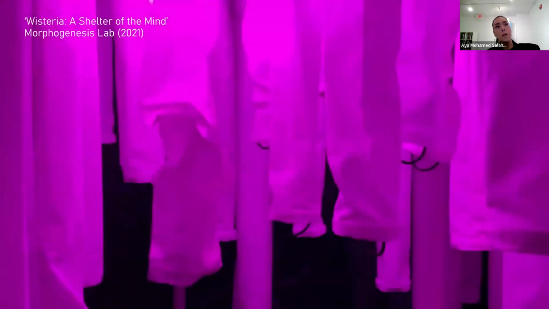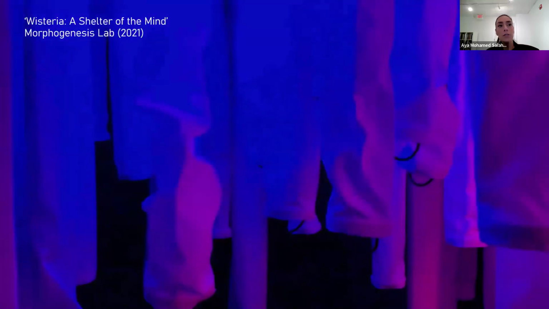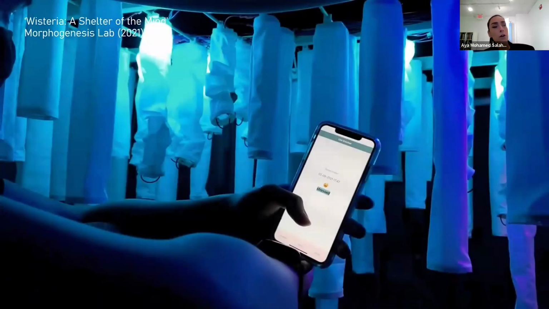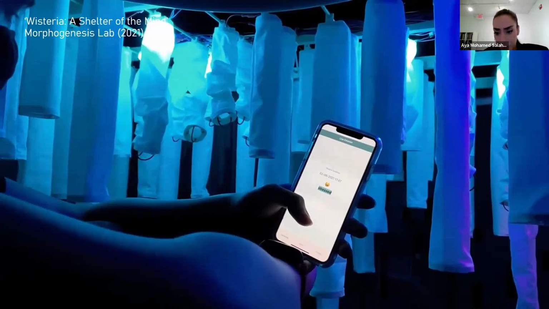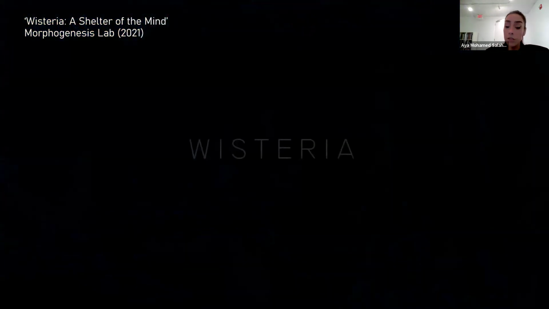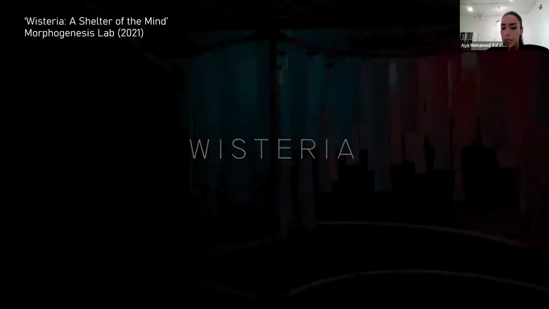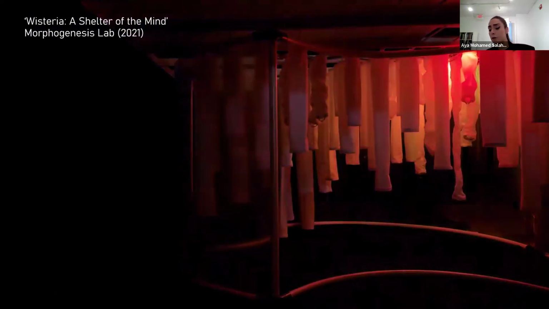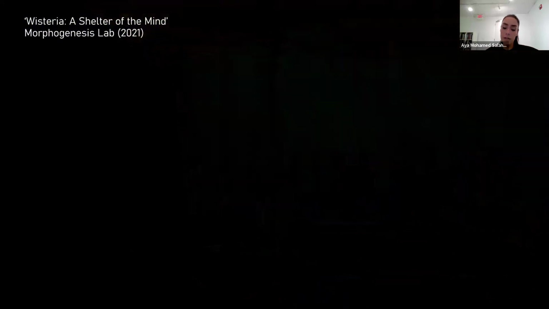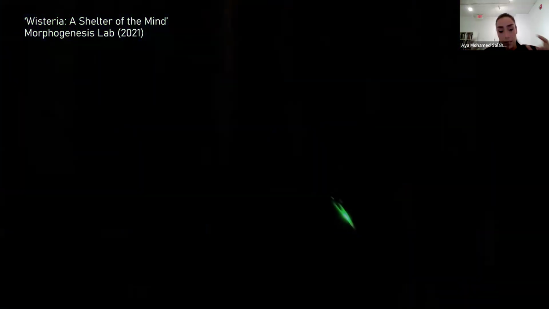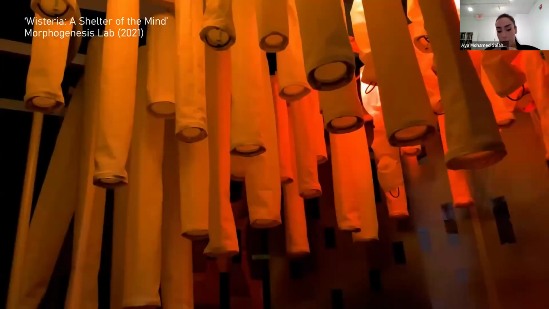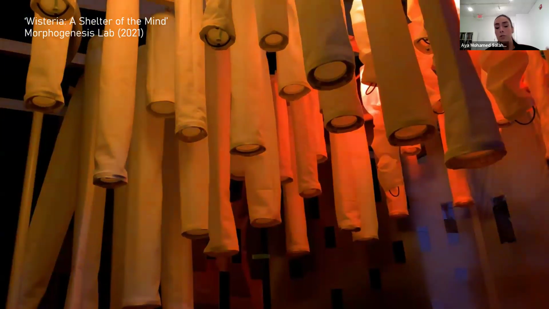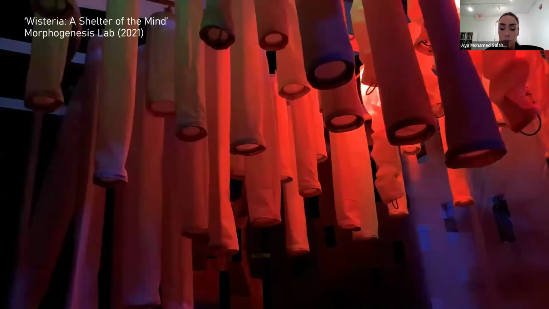So a precedent that actually attempted to do that and integrated this multimodality in their approach is Wisteria, a shelter of the mind by Morphogenesis Lab, where they depended on heart rate, GSR data, temperature data, as well as an app for self-reporting, which further reinforced the different affective states and the deductions being contextualized and nuanced, compared to heavily depending on a singular mode.